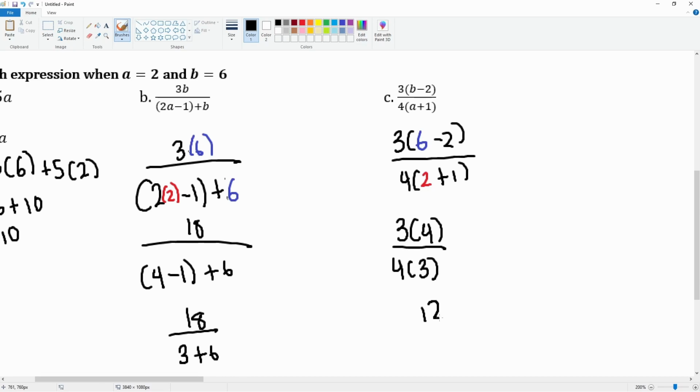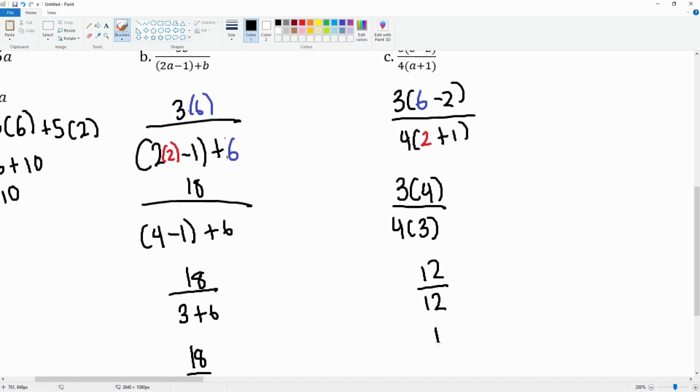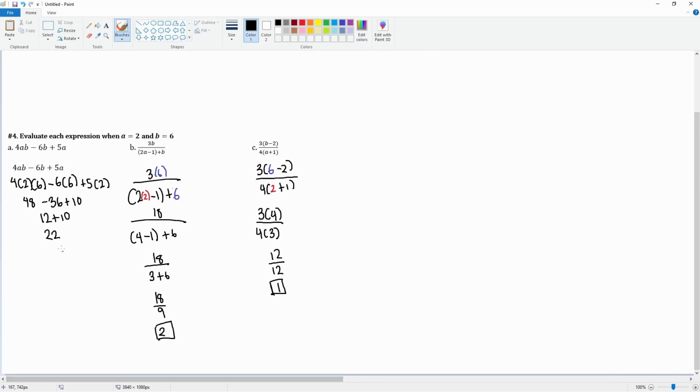3 times 4 is 12. 4 times 3 is also 12. 12 over 12 can be simplified to just the number 1. Okay, and there you go. That is after you evaluate the expression.